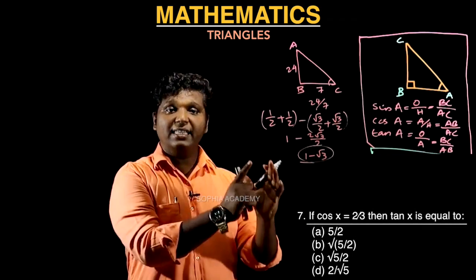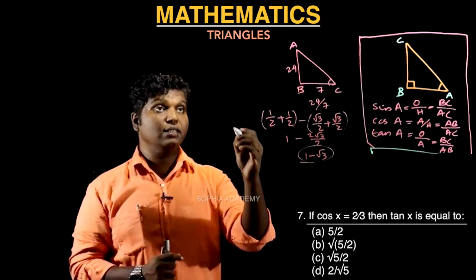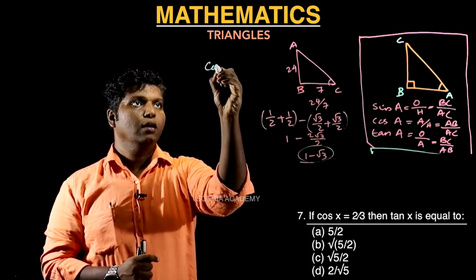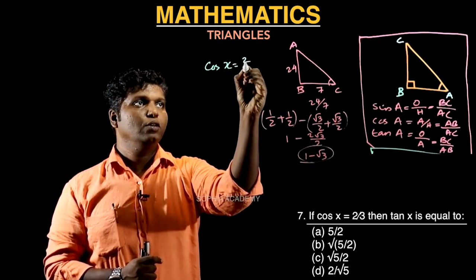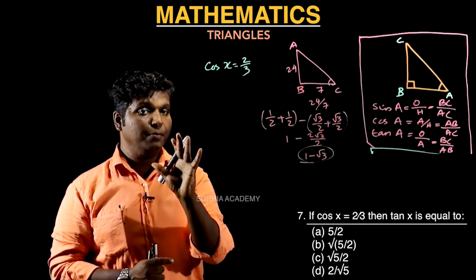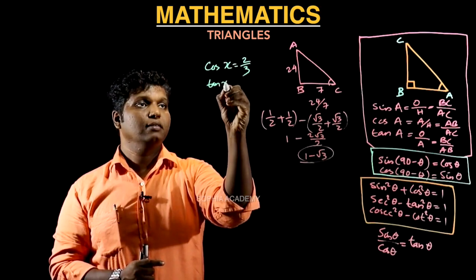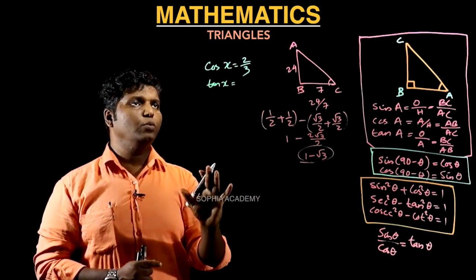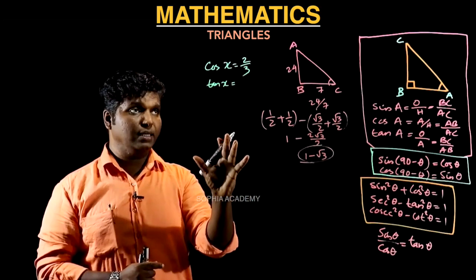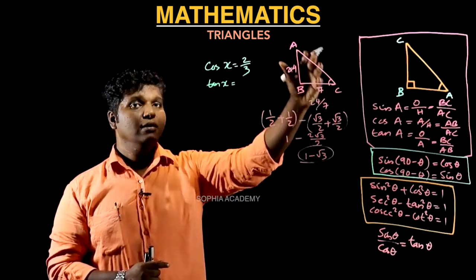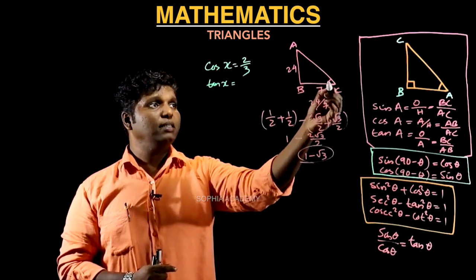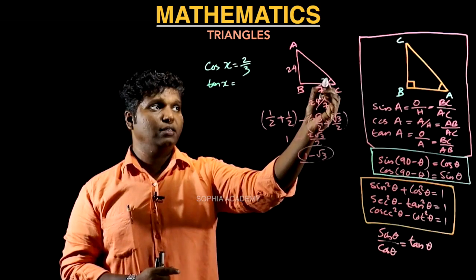If cos x is equal to 2 by 3. So cos x is equal to 2 by 3. That is given, okay? Then you have to find tan x. See, cos x is given 2 by 3. Just imagine that this is the triangle itself, and just imagine this is your x.